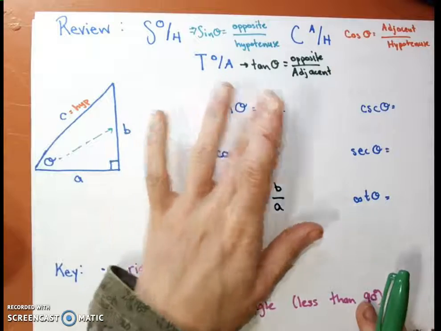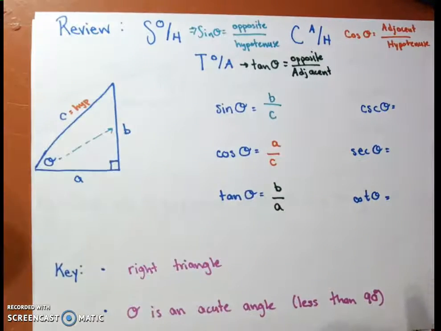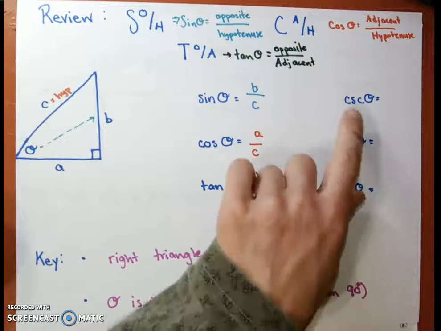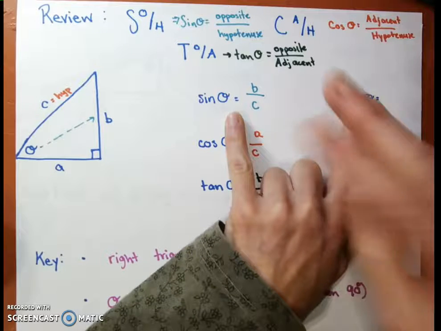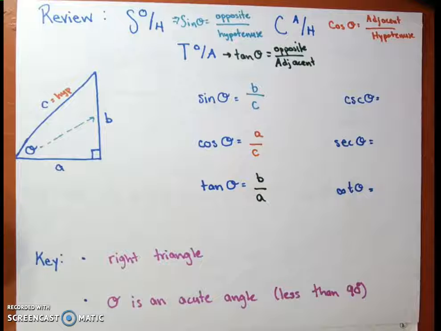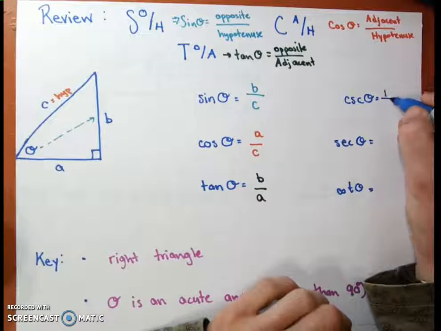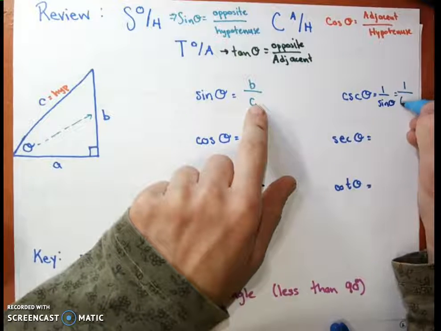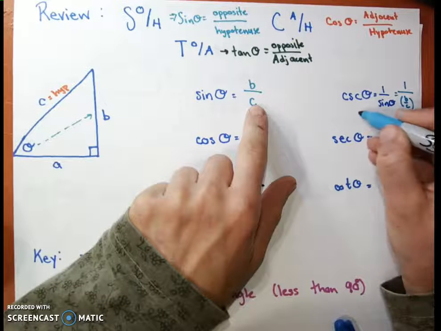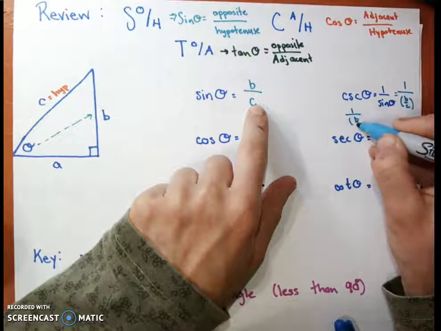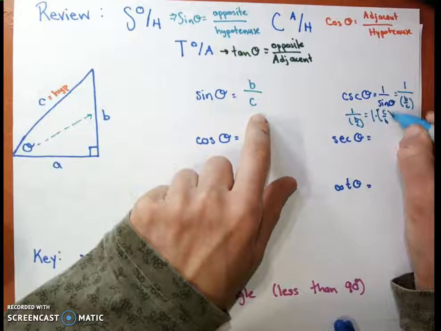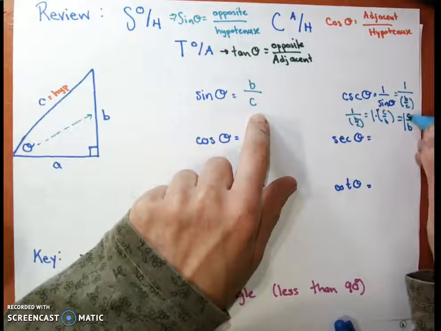So you may have seen these ratios before, sine, cosine, and tangent, but we have some new ones that I want to teach you about. Cosecant is just the flip of sine. So cosecant is the same as 1 over sine of theta, the reciprocal. So if I try to do 1 divided by b over c, well, in order to divide by a fraction, I multiply by its reciprocal, so it's going to be 1 times c over b. So cosecant of theta is just c over b.